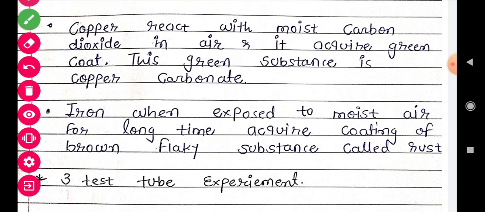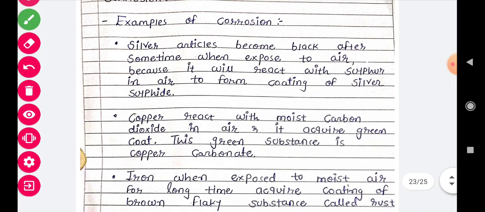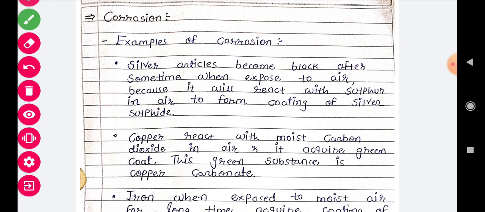So, a substance which has a good affinity towards oxygen, means a substance that is drawn more towards oxygen and has more power to react, is easily corroded when exposed to slightly moist air. Iron is one of that kind of material. So, when it is exposed to moist air for a long time, it acquires a brown flaky coating which is called rust. Okay, so this is the corrosion which is happening around us.